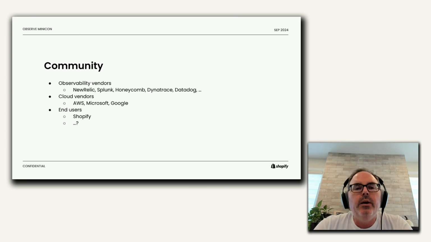The community for OpenTelemetry is overrepresented by observability and cloud vendors. For a long time, Shopify was pretty much the only significant end user in the community, and Robert will talk later about the impact of that.